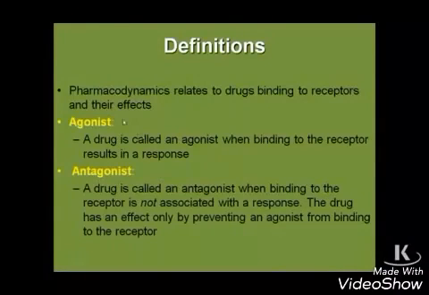The first definition we're going to review is agonist. A drug is called an agonist when binding to the receptor results in a response. Ultimately, it stimulates that receptor. Whereas an antagonist is a drug that, when it binds to the receptor, does not give you a response. In fact, the drug has an effect only by preventing an agonist from binding to the receptor. And that's the key there. Only by preventing an agonist from binding to the receptor. In fact, it's correct to say that an antagonist simply blocks the actions of the agonist.